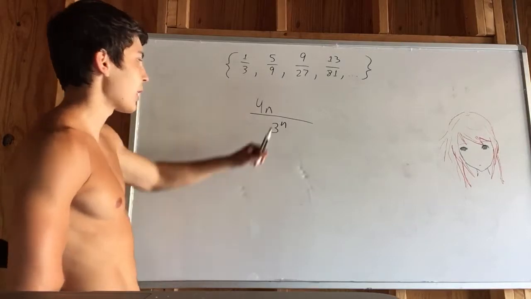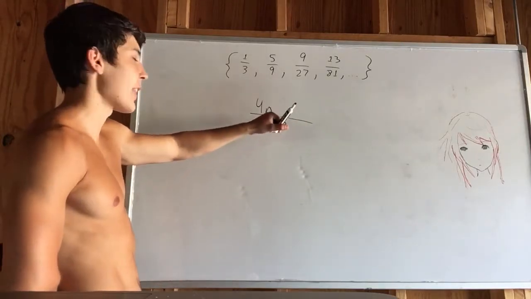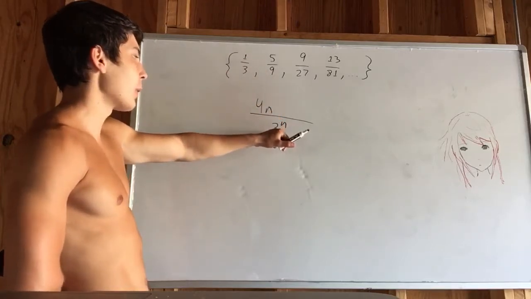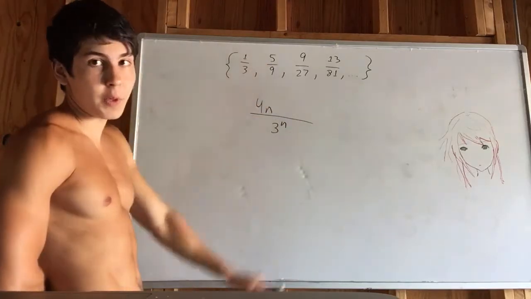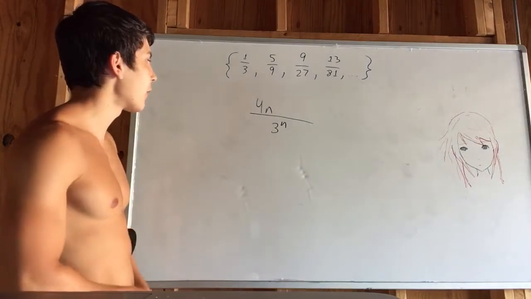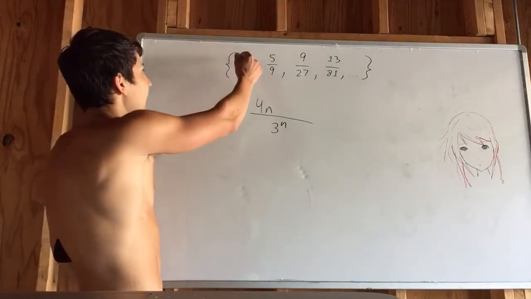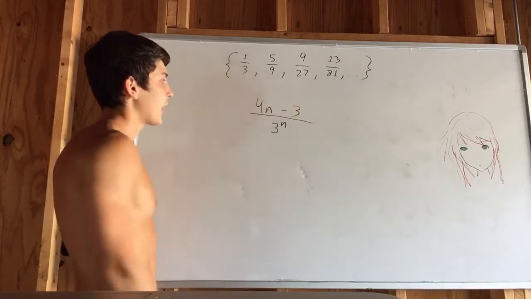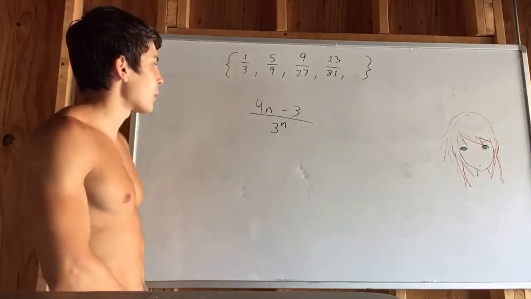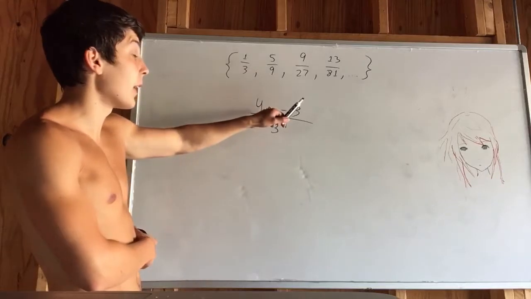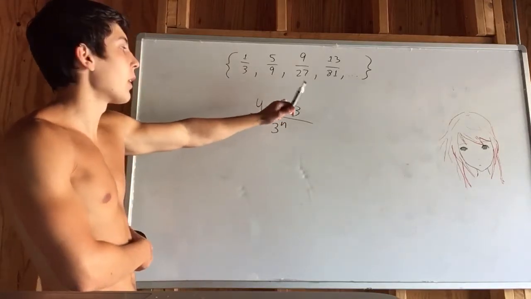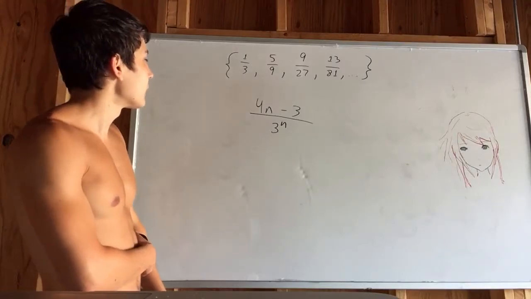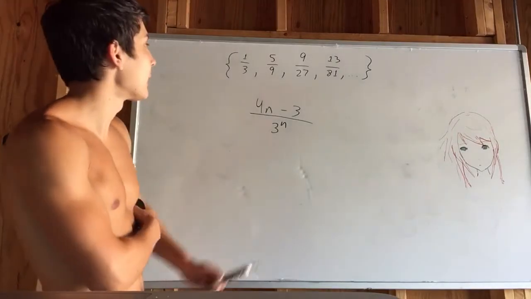Okay, but for the numerator, we're actually not done yet, because we had 4n, but we can't just leave it like that, because remember that our sequence starts with n equals 1. So if we were to plug in 1 for our first term, we wouldn't actually get 1/3, we would get 4/3. So we have to account for that by making our first term be 1. How do we make this be 1? Well, just subtract 3. If you subtract 3, now we plug in 1 into n, we get 4 minus 3, which is 1. So that's how you get your sequence. This is the sequence.